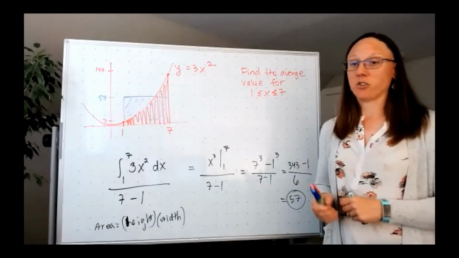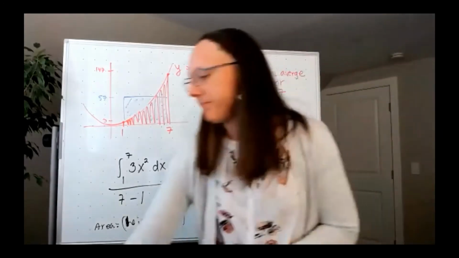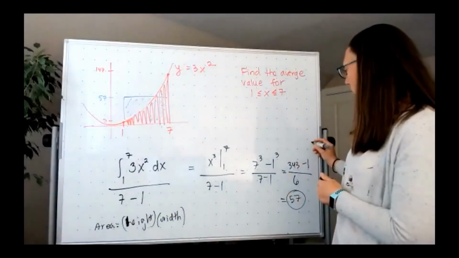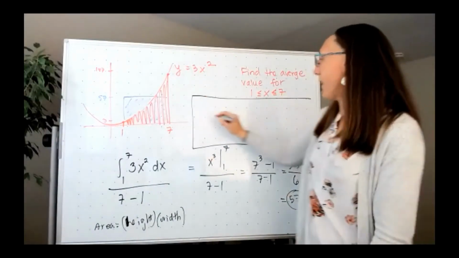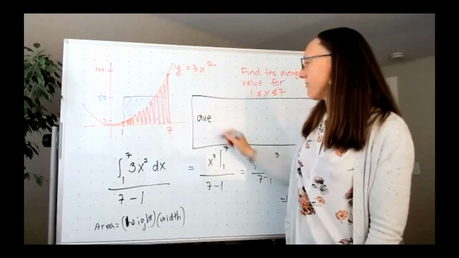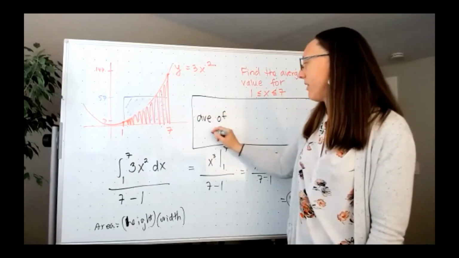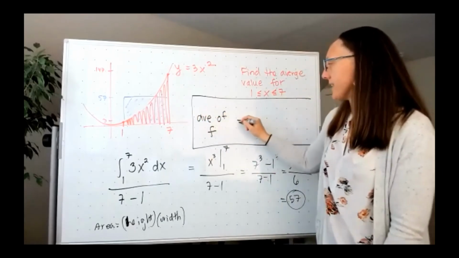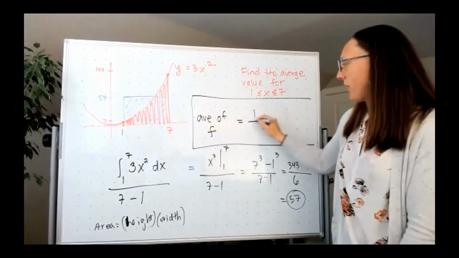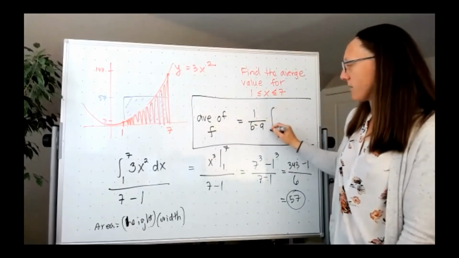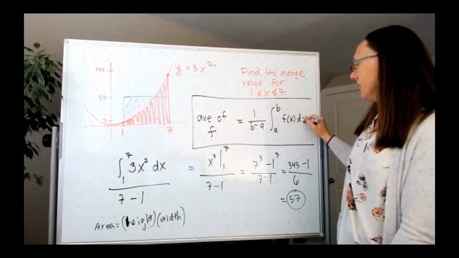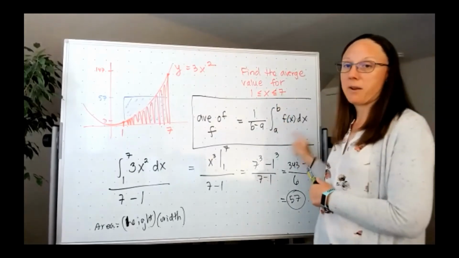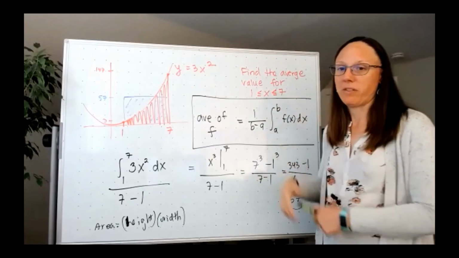What's the part you actually need in your notes? You are going to want this formula: the average value of f is equal to 1 over b minus a times the integral from a to b of f of x dx. We add them up and divide by the width of the interval.